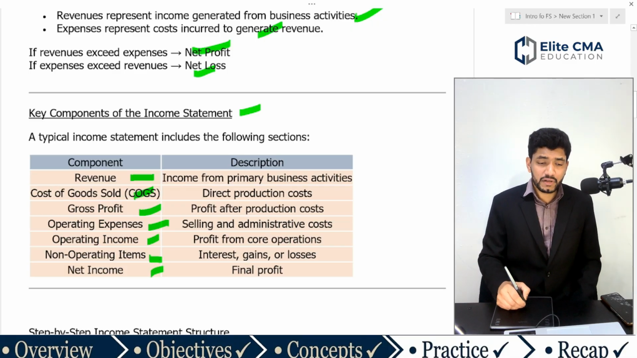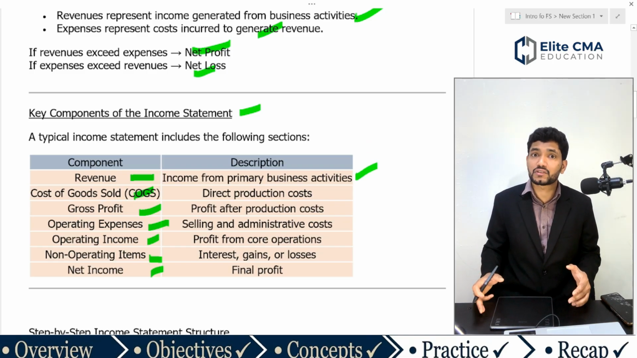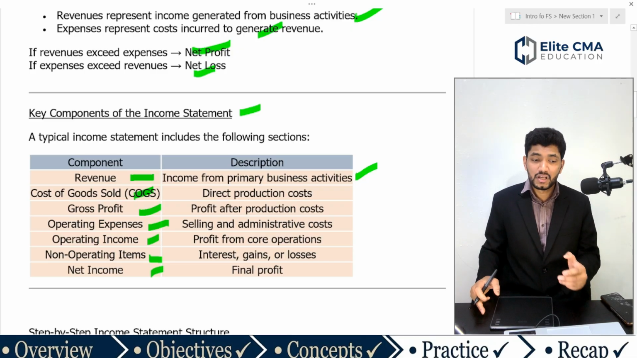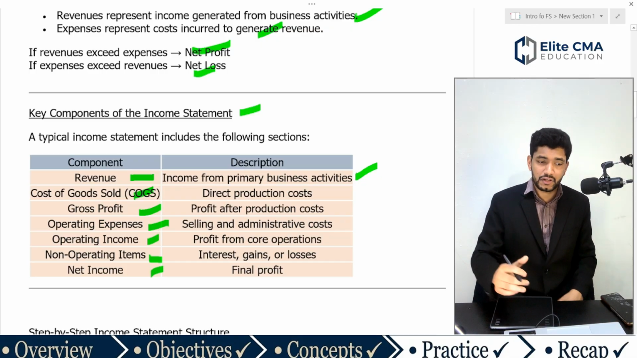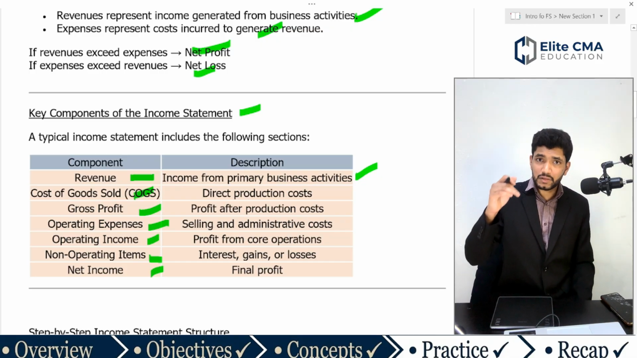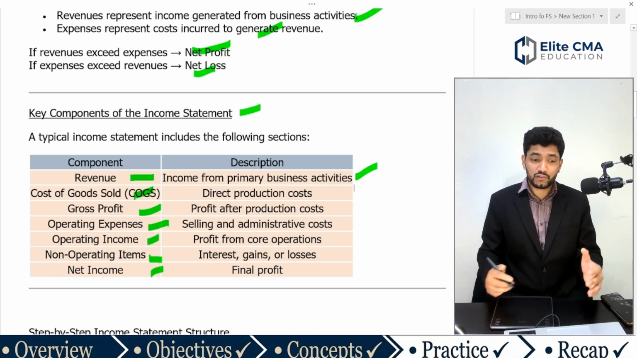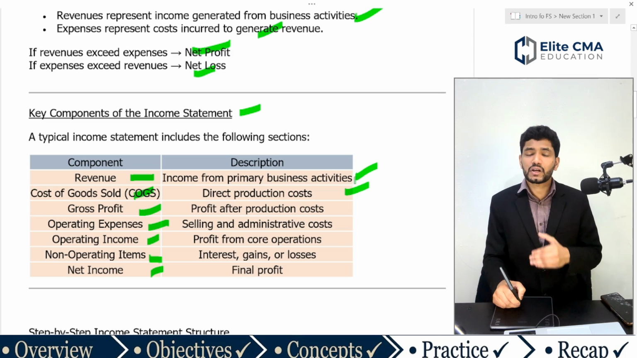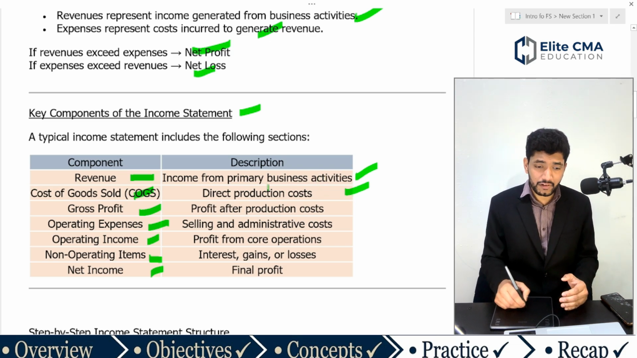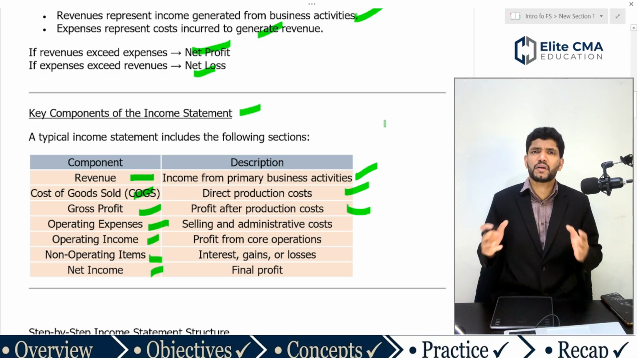Here, revenue means income from the primary business activity. Suppose a business focuses on software development, the total income generated from that software development comes under revenue. Then the cost of goods sold would be the software development cost, in the case of a software company. Then the gross profit, which means total revenue minus total cost of goods sold.